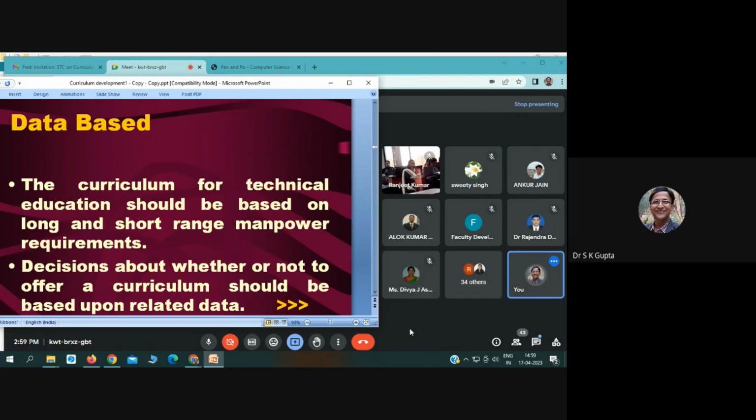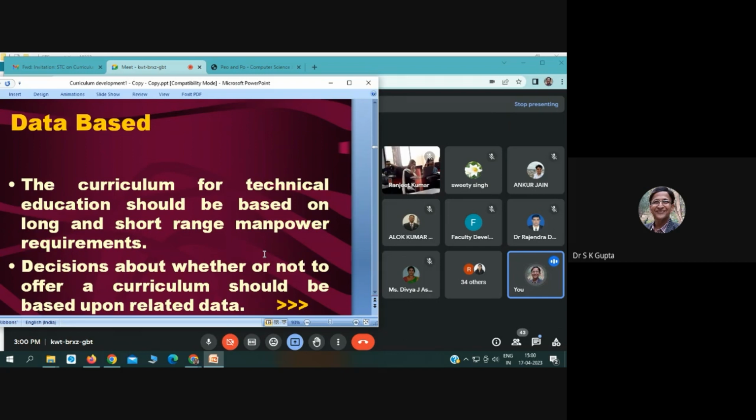Rightly sir, bilkul. That is the requirement. So we must think about the future because that is the requirement of a good curriculum that I will discuss. So first of all, I am discussing data base. Database means the curriculum for technical education should be based on long range and short range manpower requirements.